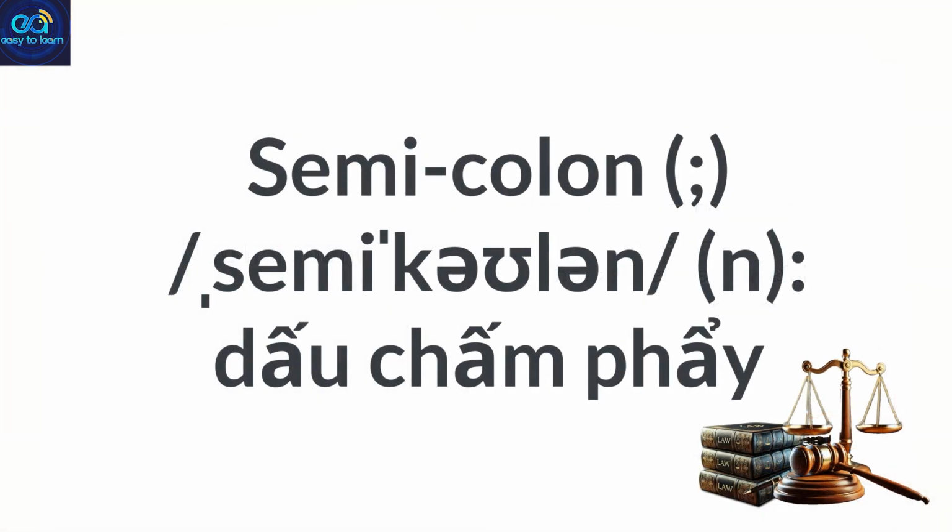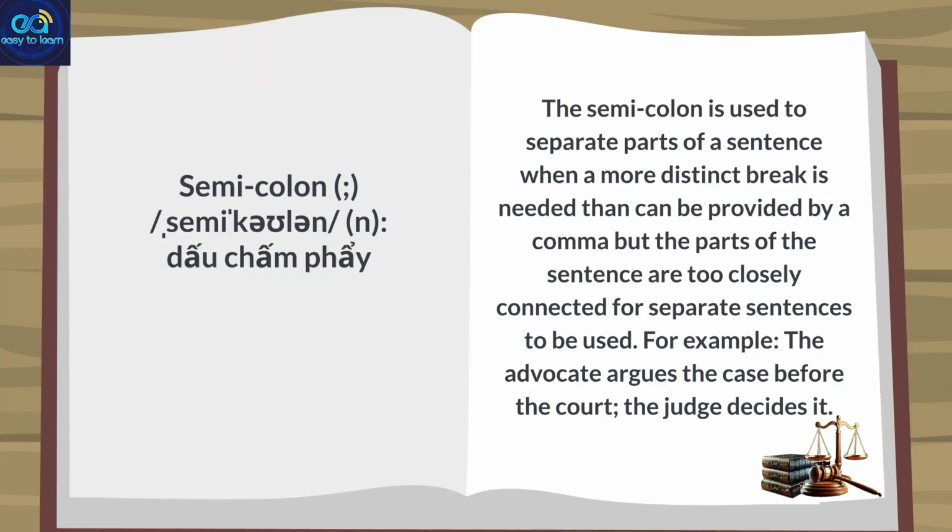Semicolon. The semicolon is used to separate parts of a sentence when a more distinct break is needed than can be provided by a comma, but the parts of the sentence are too closely connected for separate sentences to be used.